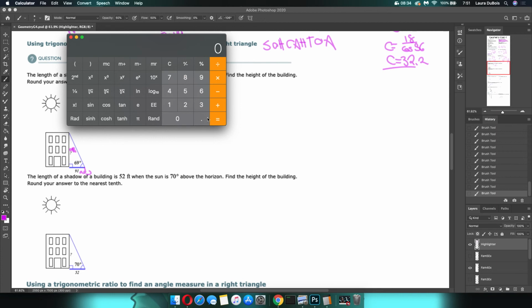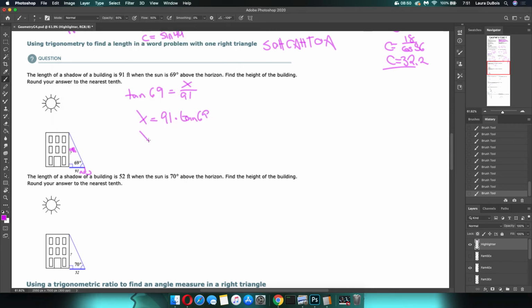Let's back that up for a second. 91 times tangent 69 equals 237.06, and what are we rounding to? The nearest tenth, so 237.1. X equals 237.1. Gee, that was downright painless.